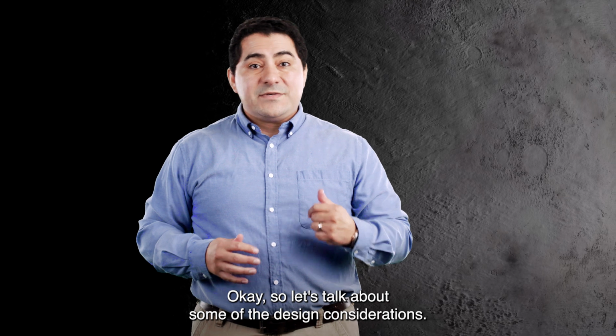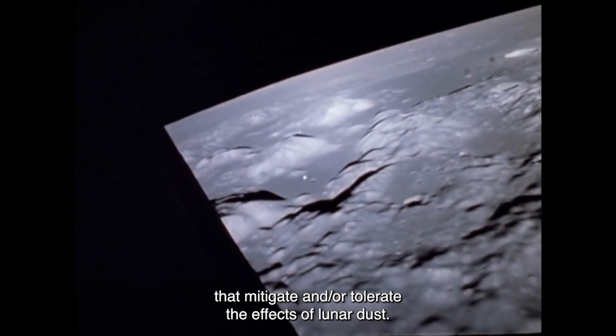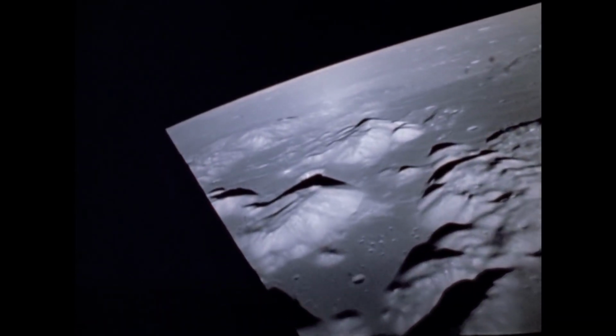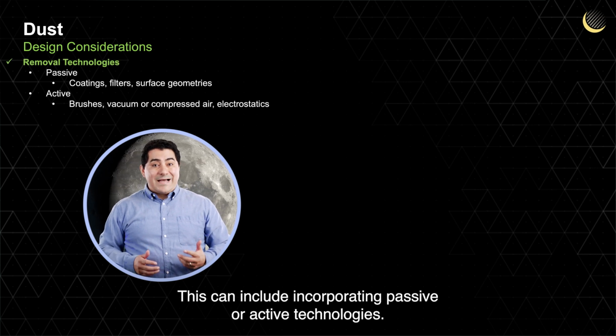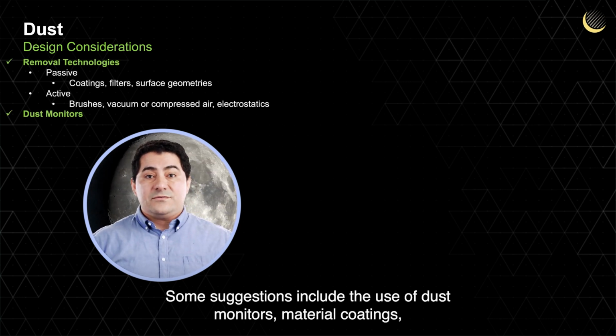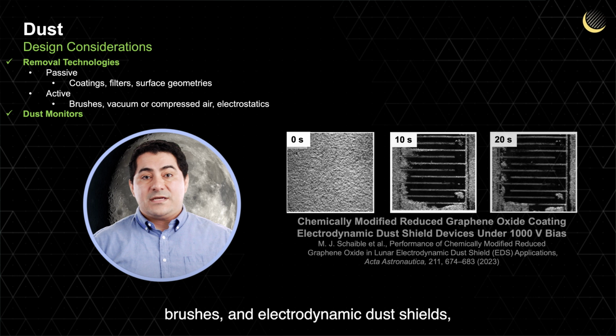Okay, so let's talk about some of the design considerations. The best way to engineer for this environment is to consider technologies that mitigate and/or tolerate the effects of lunar dust. This can include incorporating passive or active technologies. Some suggestions include the use of dust monitors, material coatings, brushes, and electrodynamic dust shields, such as the one shown on the right.